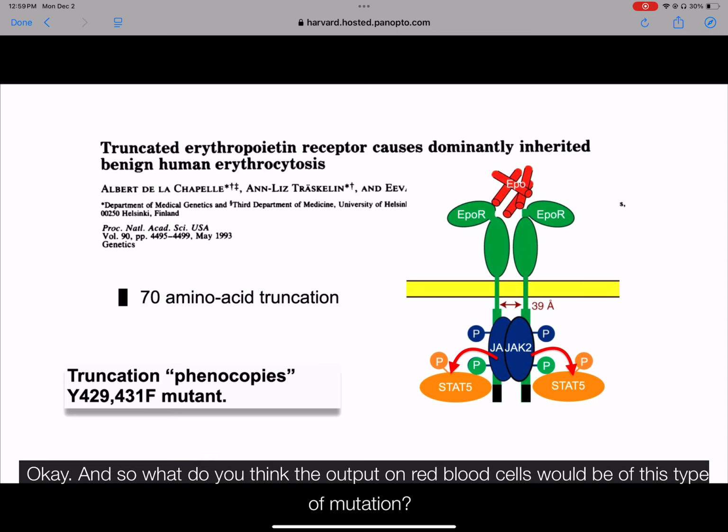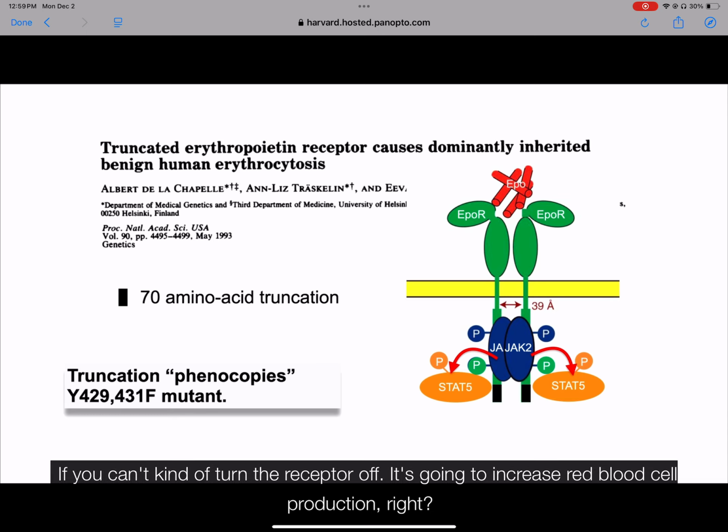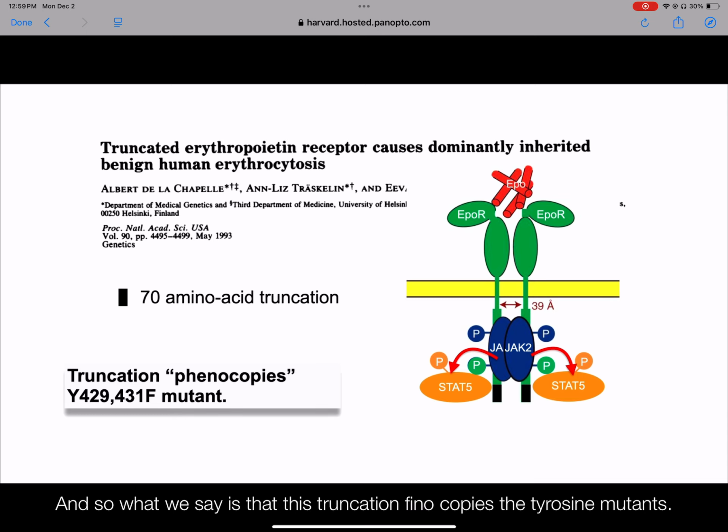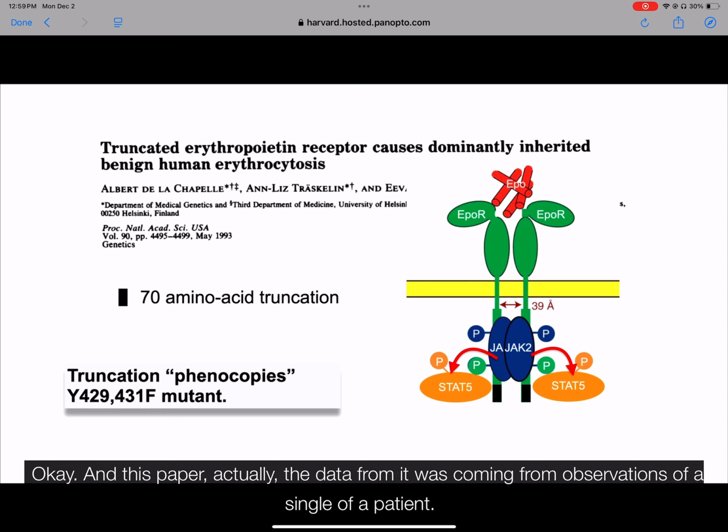Okay? And so what do you think the output on red blood cells would be of this type of mutation? If you can't turn the receptor off, it's going to increase red blood cell production. And so we say that this truncation phenocopies the tyrosine mutants. When we mutated these tyrosines to phenylalanines, we saw that effect, and now when we just delete that region, we see the same effect.